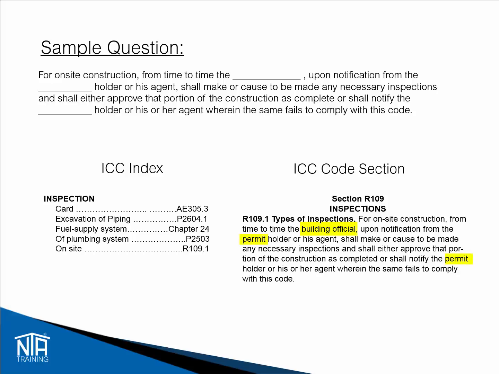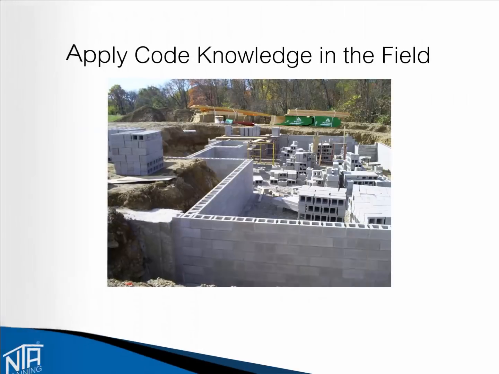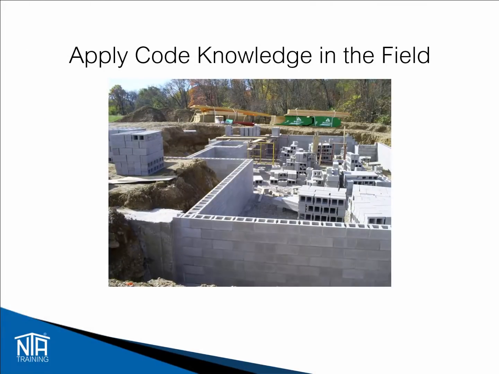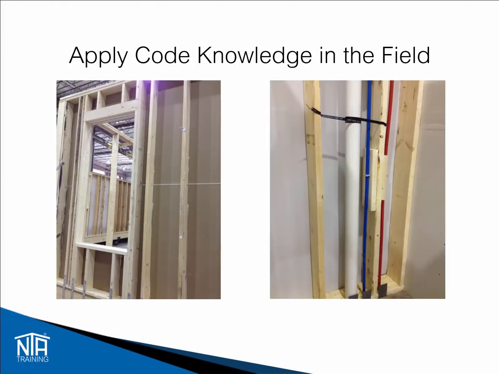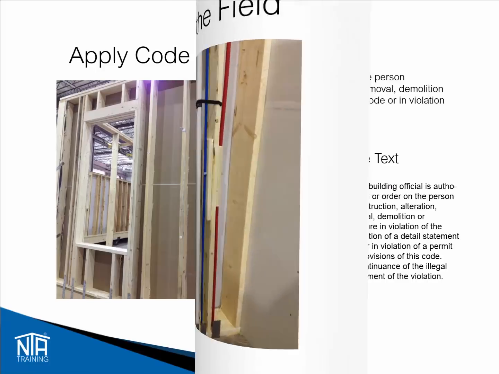The words that will be found to complete this passage are building official and permit from section R109.1 of the 2015 IRC. This picture shows a foundation being constructed. A foundation inspection is one of the inspections a code official would complete once notified by the permit holder. These pictures show rough framing and plumbing you may see in a manufacturing facility during a rough framing inspection. This is an example of one of the various inspections a building official or inspector would complete.